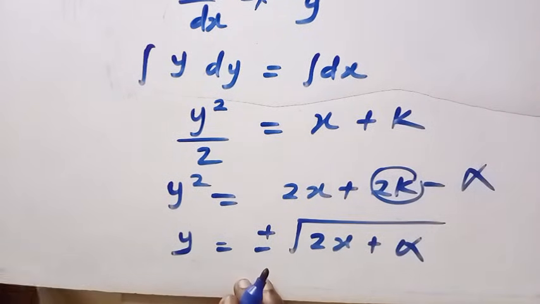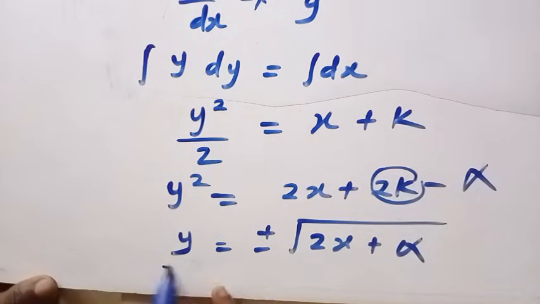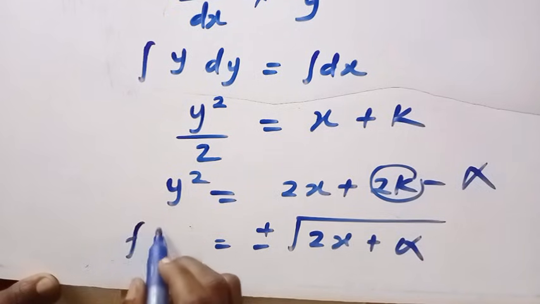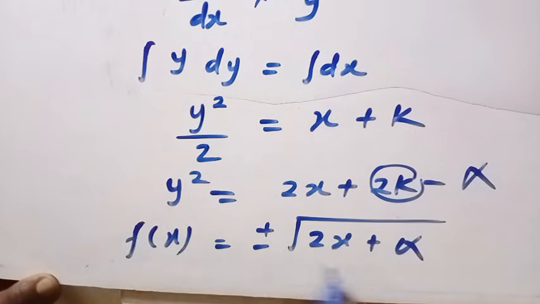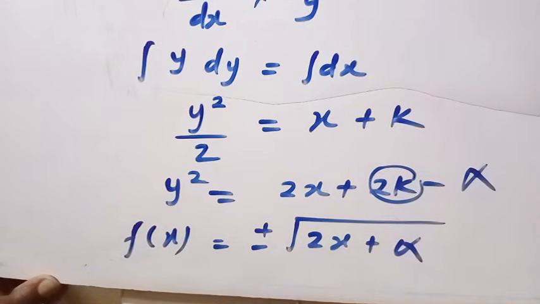But don't forget that the y here initially is not y, I let it be f of x. I just treated it as y. So by changing this back to f of x, we now have our solution for the function f, that is plus or minus the square root of 2x plus alpha. And note that the value of x here is greater than or equal to minus alpha divided by 2. So this is how I solve this problem step by step.